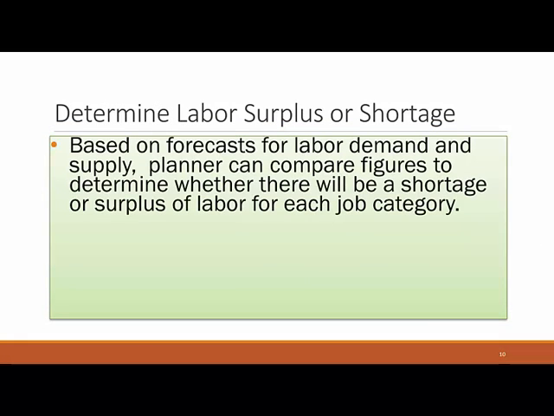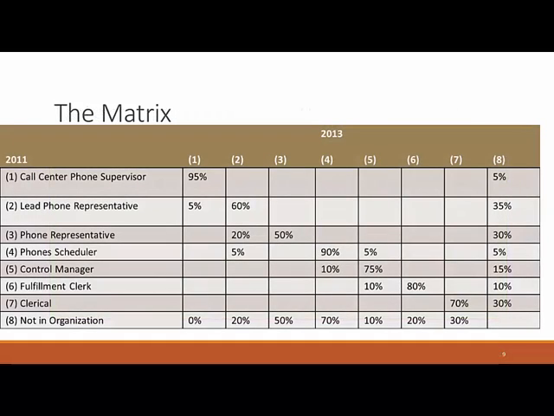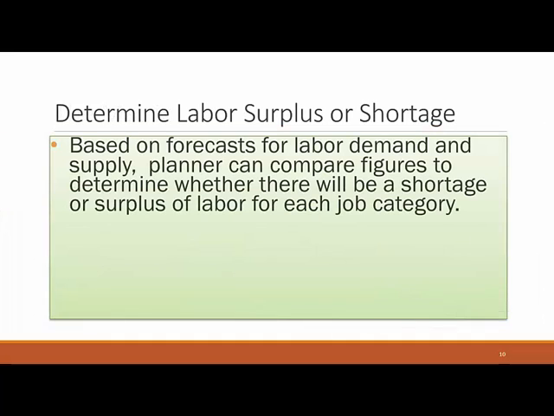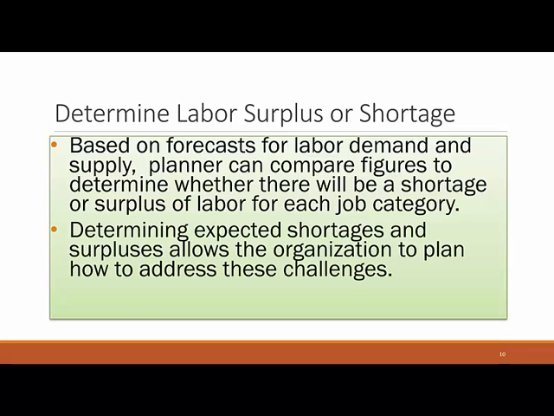So once you determine the forecast for demand and supply, and you take a look at your matrix, and understand where the people came from and where the people went to, you can make an accurate assessment of the overage and underage for each job category.